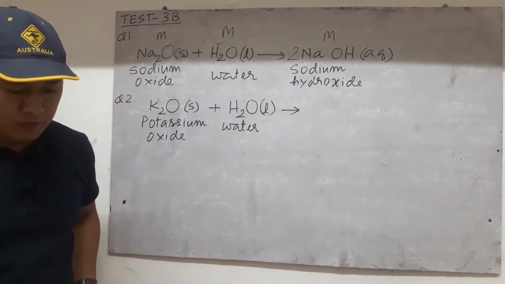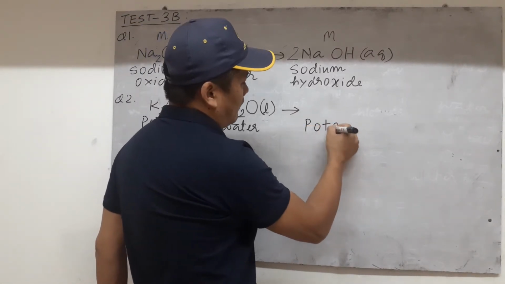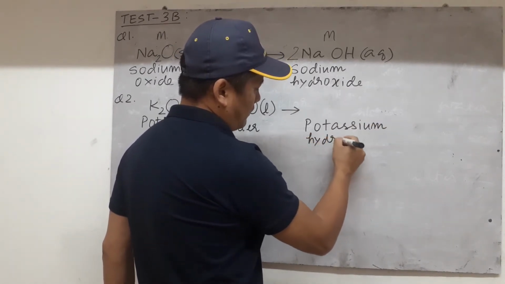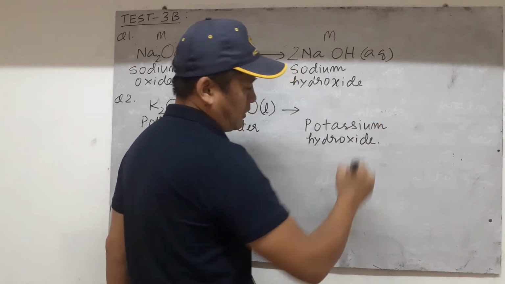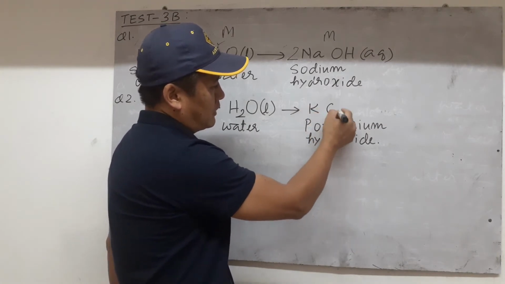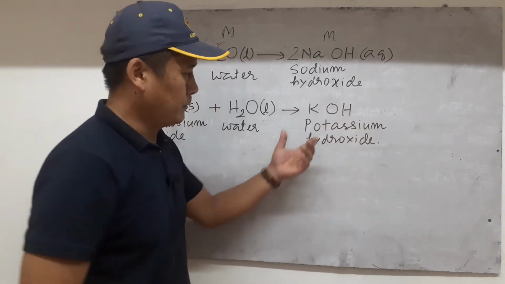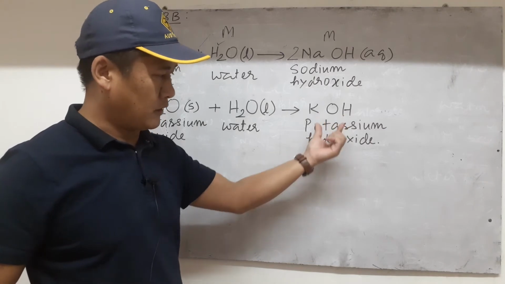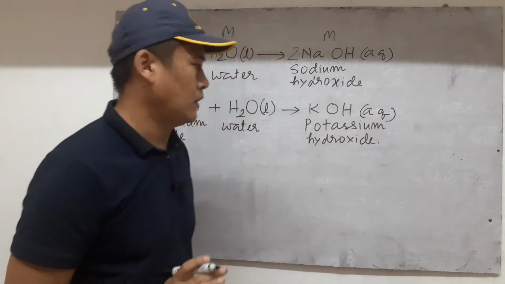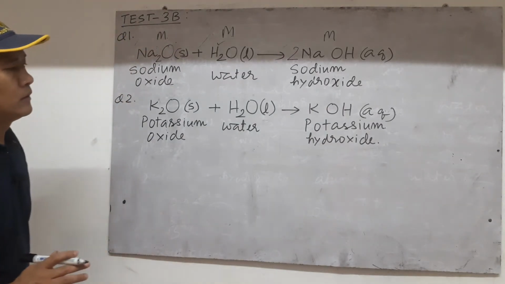So potassium oxide reacts with water to give potassium hydroxide in the aqueous form. So a little bit below the arrow I write potassium hydroxide, and now we can use our starter to write the formula. Potassium ion K1 plus, hydroxide ion OH1 minus. So 1 means no need to write, so the chemical formula of potassium hydroxide is therefore KOH. Question paper clearly mentions it is in the aqueous form, so A small, Q small, this aq, aqueous, means dissolved in water. Okay, so this is the skeletal equation.